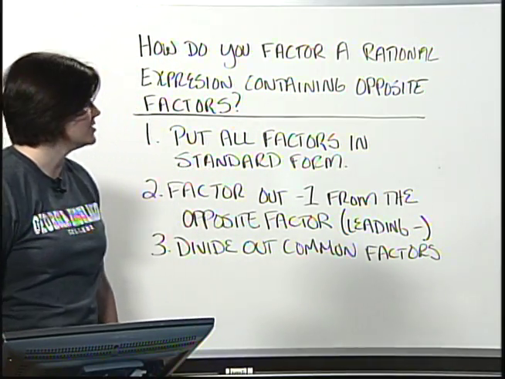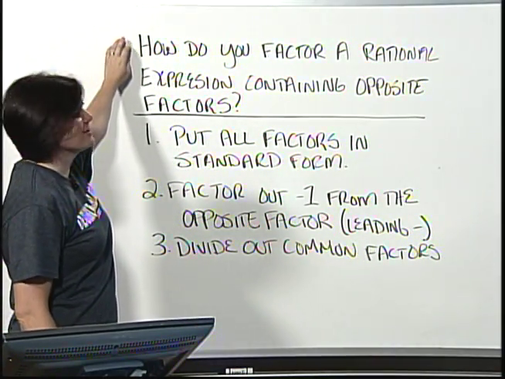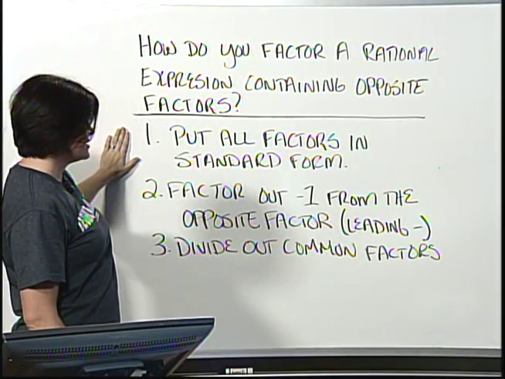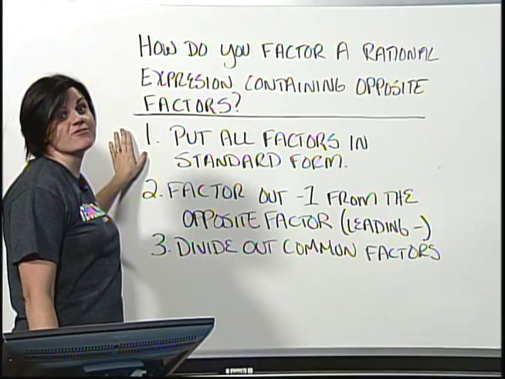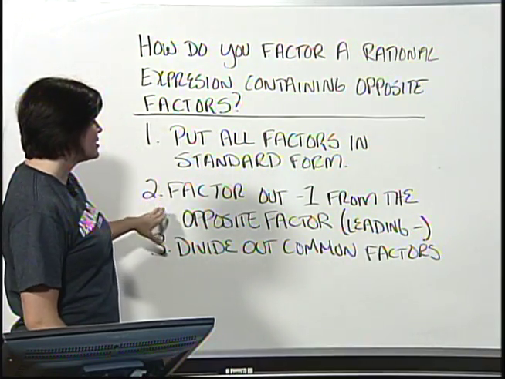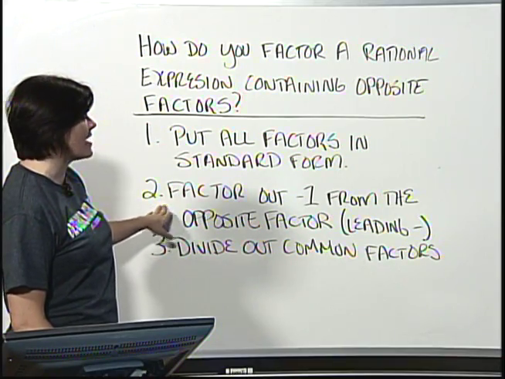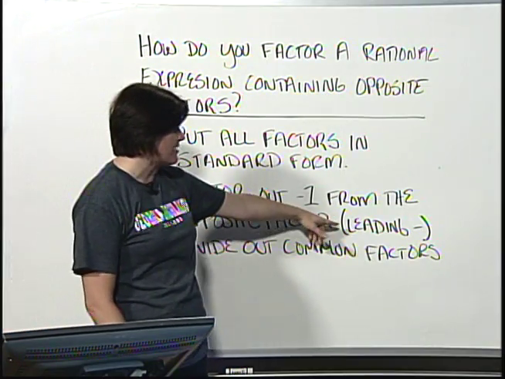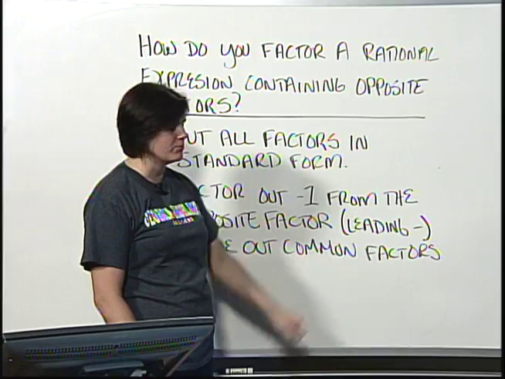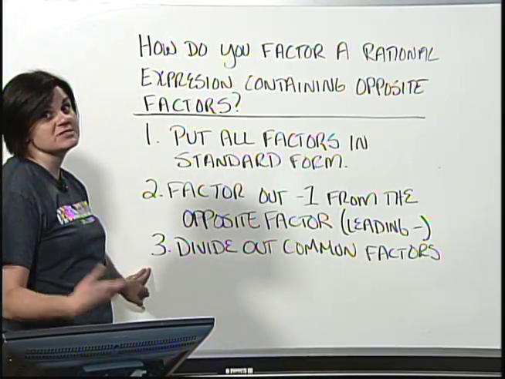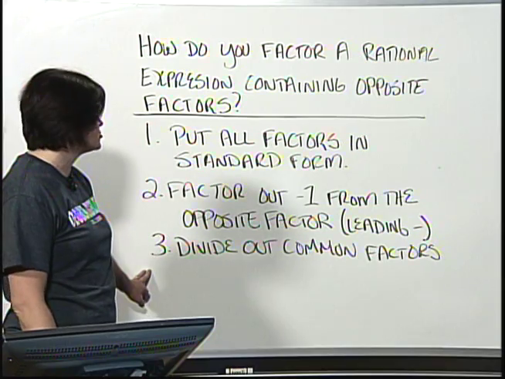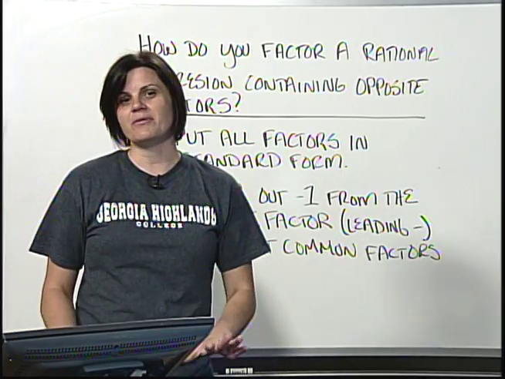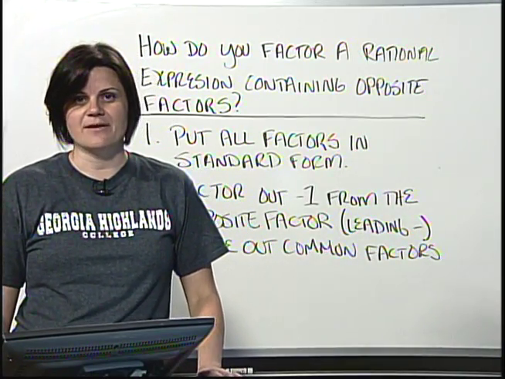In this video segment, we'll be answering the question, how do you factor a rational expression with opposite factors? Well, the first step is to put all factors in standard form if they're not already there. And then you're going to factor a negative 1 from the opposite factor. And we're calling the opposite factor the one that has a leading negative term. And then finally, you'll proceed just like you would with simplifying any other rational expression and divide the common factors out. Let's take a look at a couple of examples to help us better understand this concept.